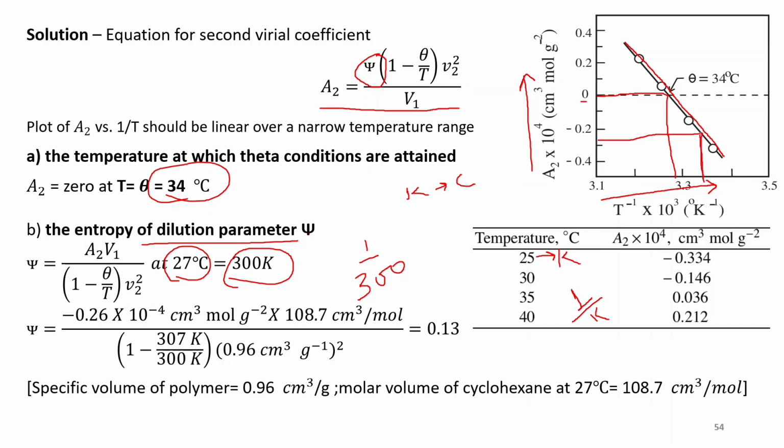We can see at this what is the value of A2, which is the second virial coefficient, which is nothing but minus 0.26 into 10 to the power minus 4, and then V1, which is the molar volume of the cyclohexane, which is 108.7, and then divide by 1 minus theta temperature, which is 34 degrees Celsius or 307 Kelvin, divided by 30 degrees Celsius or 300 Kelvin, multiplied by the specific volume of the polymer, which is 0.96 given in the question, the square, which when we calculate we will get 0.13 as the entropy of dilution parameter, right?